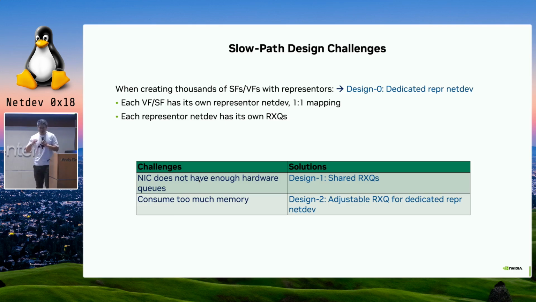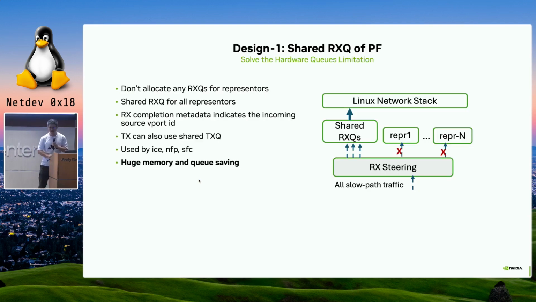So we came up with these two solutions, and here I have three designs. Design 0 is the current one, so nothing changes. We have a dedicated one-to-one mapping, one representor netdev per SF. Design 1, we call it shared RxQ, and design 2, which solves the problem of memory, is called adjustable RxQ for the dedicated representor netdev.